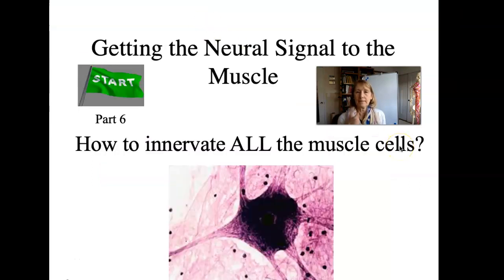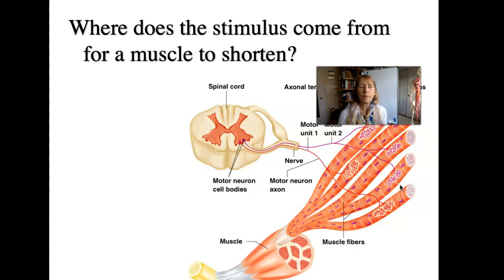Okay, so we had stopped when we were talking about the sliding mechanism of contraction of muscle, and now we want to see the innervation of that. So we're moving on to how a nerve or a neuron interacts with all this system. Okay, so the question is, where does that stimulus come from for a muscle to shorten?